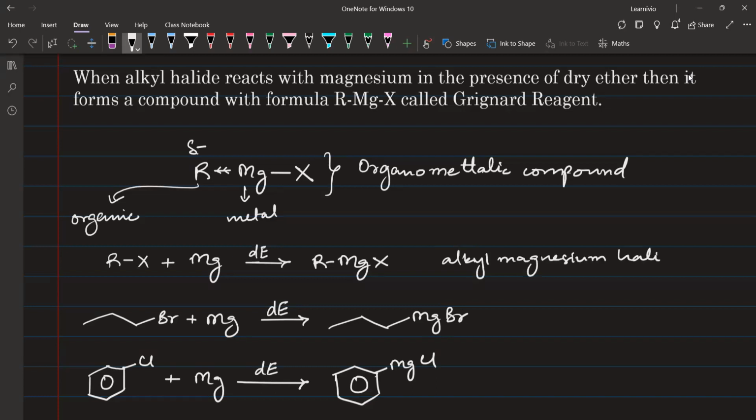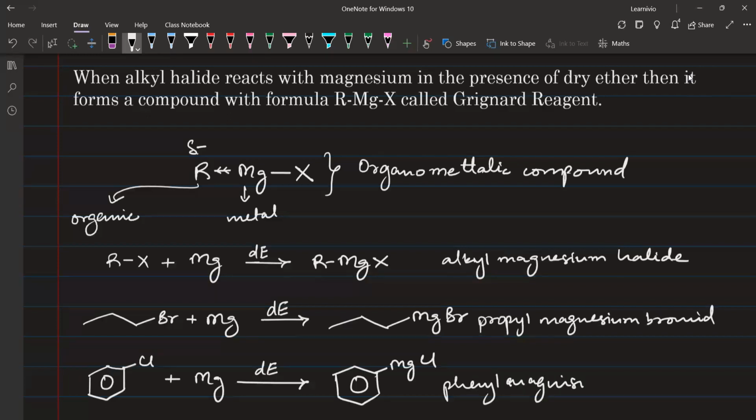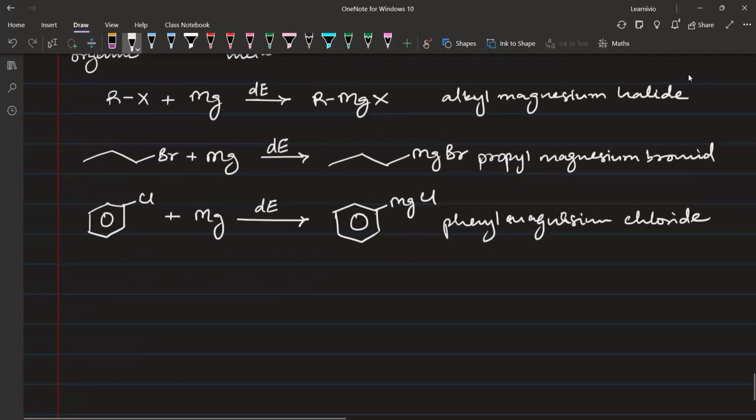The alkyl group in this case is 3 carbon atoms, that is propyl magnesium bromide, for Br. Here the R group is phenyl magnesium chloride. If there is any spelling mistake, please check it. Make sense, Harsha and Rishita? Yes or no, please tell me. Yes. Yes, sir.